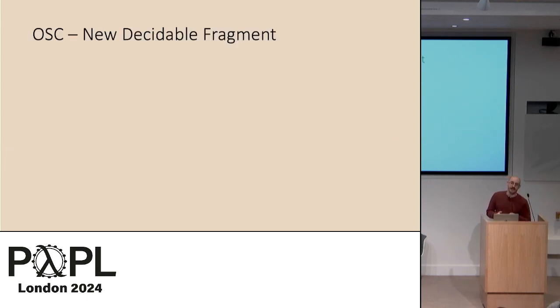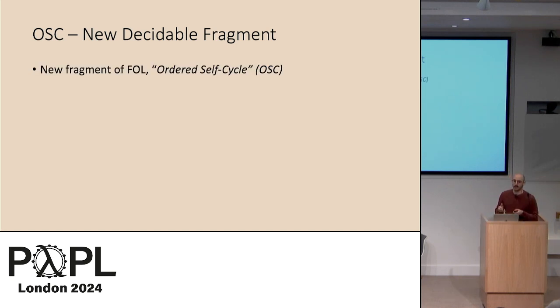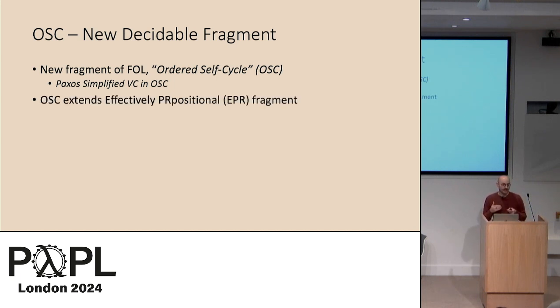So we identified a new fragment of first-order logic called OSC, ordered self-cycle, and the simplified Paxos VC that I showed you is in OSC. And OSC extends the decidable EPR fragment, the effectively propositional fragment of FOL, where EPR restricts quantifier alternation to ensure finite models. OSC relaxes it a bit, and some formulas in OSC only have infinite models.